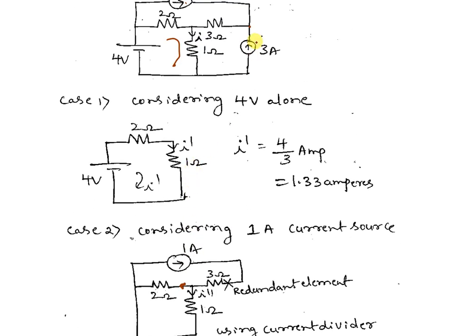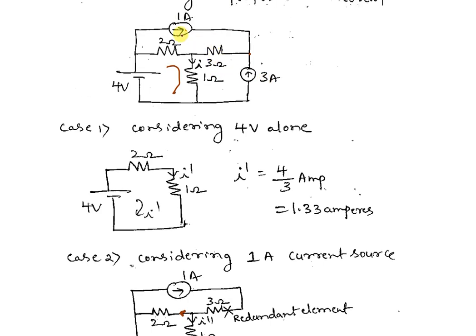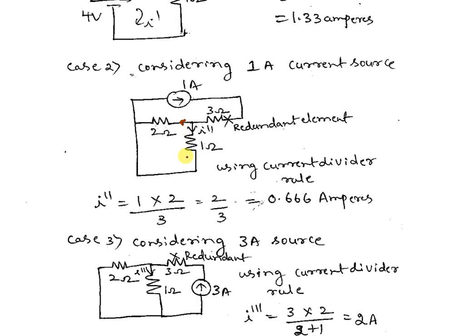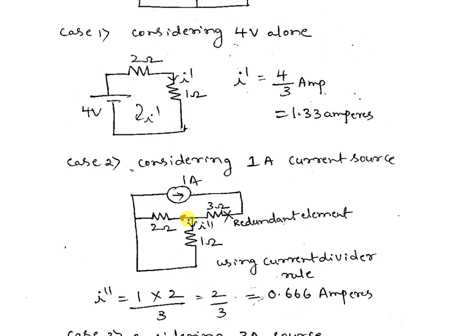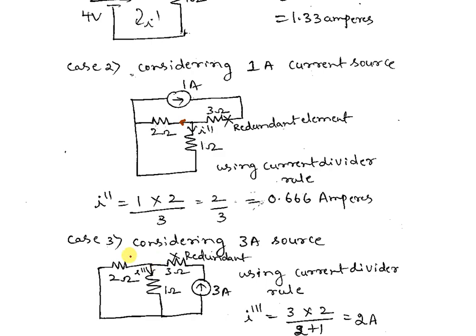Now let us consider the third source, the 3 amp current source. So you have to make the other two sources 0. 1 amp you have to open circuit because it is a current source. 4 volts you have to short circuit because it is a voltage source. Write the equivalent circuit. This 1 amp is open, that above portion will not come, and this is short circuited.